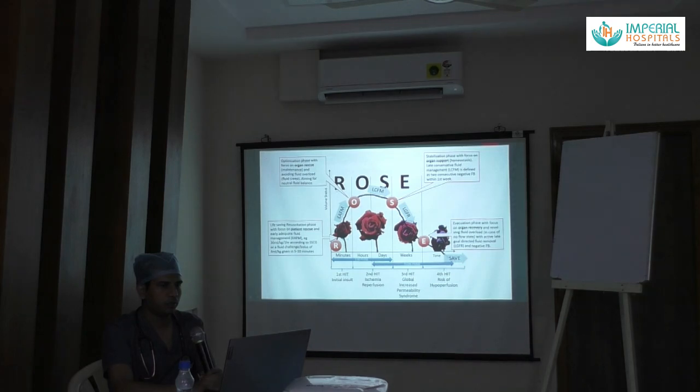So when we come to the ROSE concept, the initial R stands for the life-saving resuscitation phase, which focuses on patient rescue and early adequate fluid management. If a patient presents in shock, we have to administer a fluid bolus of 30 ml per kg per hour, and we have to look for the response. Second is the optimization phase, with focus on organ rescue and avoiding fluid overload. After giving the initial bolus, we have to look for the response, and we should not keep on giving fluids, which may harm the patient. So we have to start either inotropes or something else.